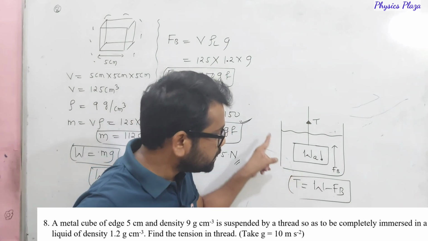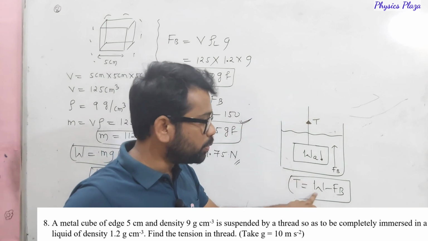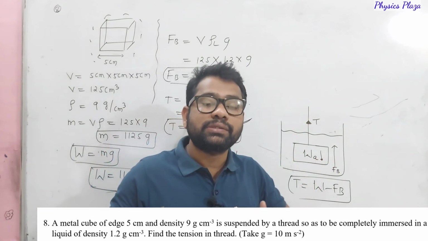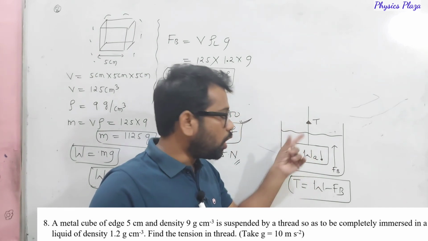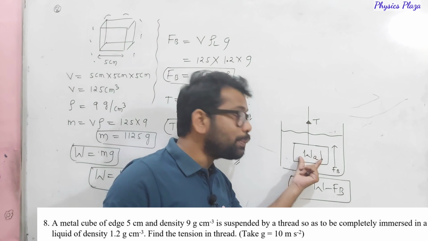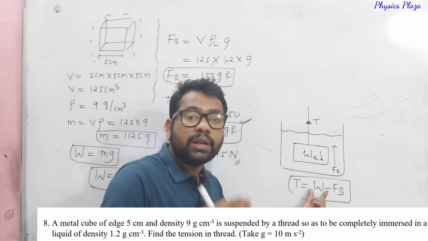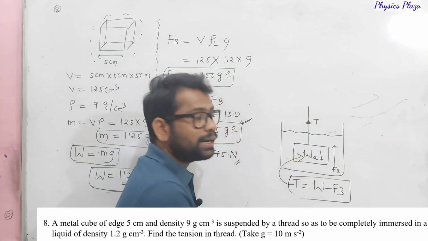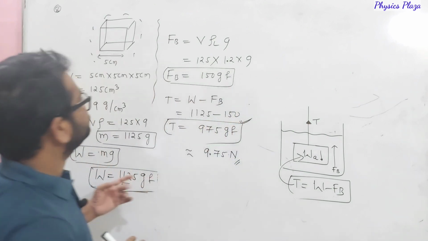Children, try to understand this diagram carefully. So why are we taking tension is equal to W minus FB? Because whatever weight the body has when it is placed in a liquid is nothing but equal to the tension only. So just think about this, how can you calculate apparent weight? Apparent weight can be calculated like this: true weight minus buoyant force. So this is nothing but WA only. This is what we have to understand. Okay, just copy it.